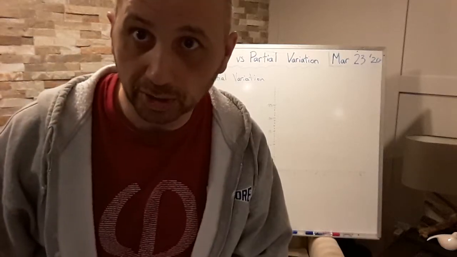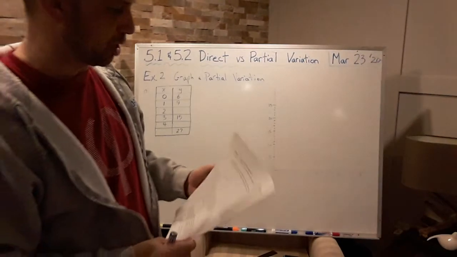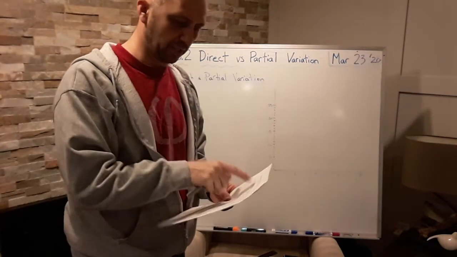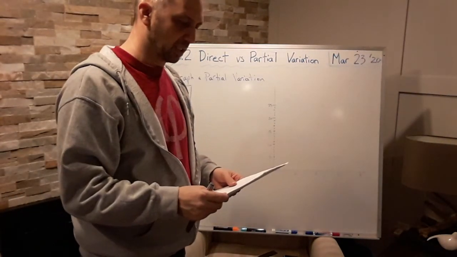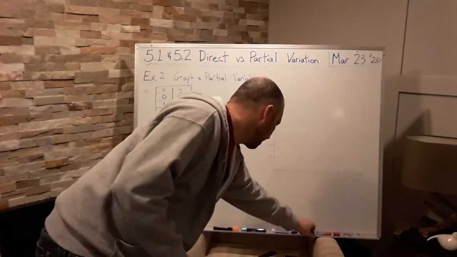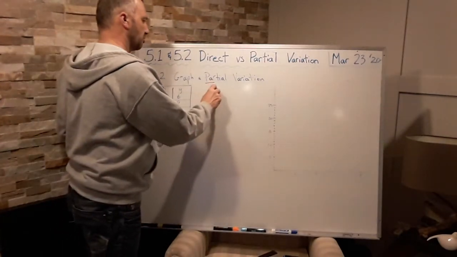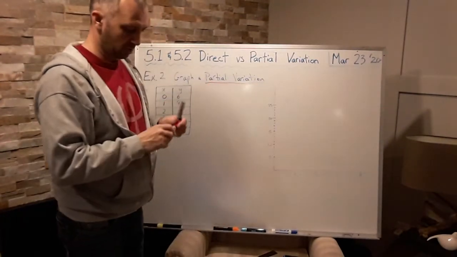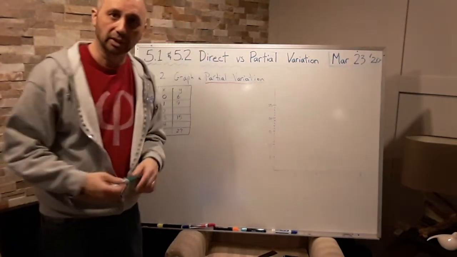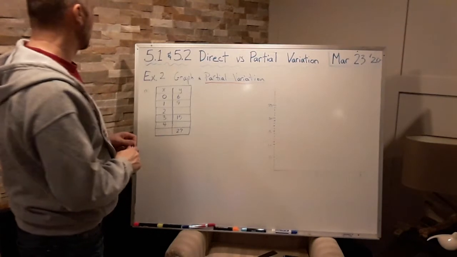Okay, welcome to part 2, example 2. No context in this case. All we have to do is complete a table of values given that y varies partially with x. The last example was talking about direct variation. This one is referring to partial variation. So after we do this example, we can compare the two. We can see what the one term means compared to the other.